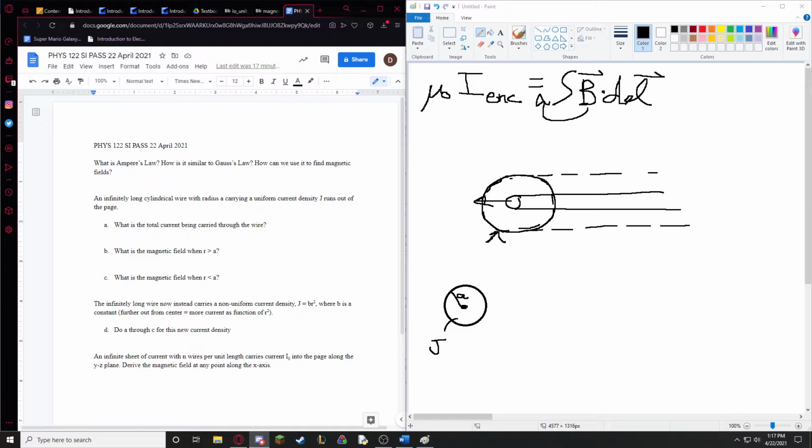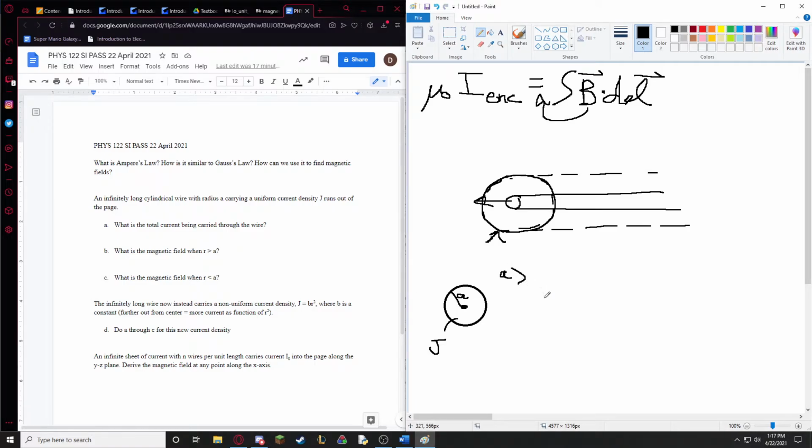All right, so let's go ahead and talk through this. First off, what's the total current that's being carried through the wire if we're given our current density? How do you get the total current based on the current density? Go ahead, William.